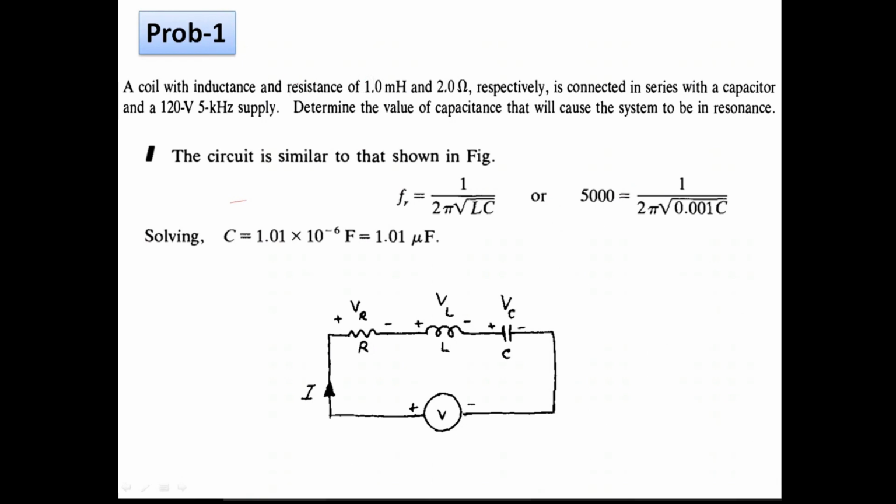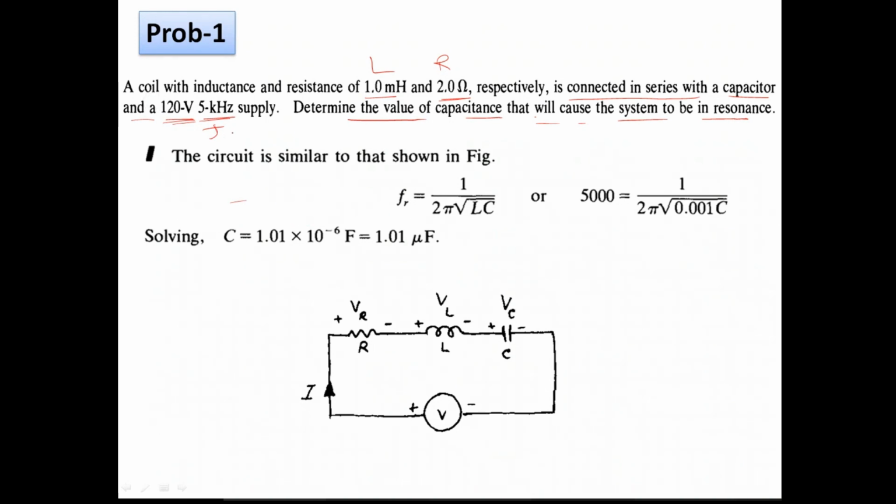A coil with inductance of 1 millihenry and resistance of 2 ohms respectively is connected in series with a capacitor, and a 120 volts 5 kilohertz supply, that is, frequency supplies. Determine the value of capacitance that will cause the system to be in resonance. You want to calculate the resonance capacitor at resonance condition.